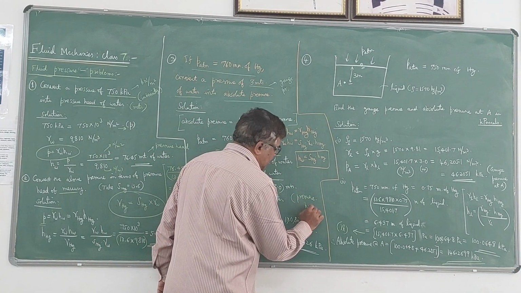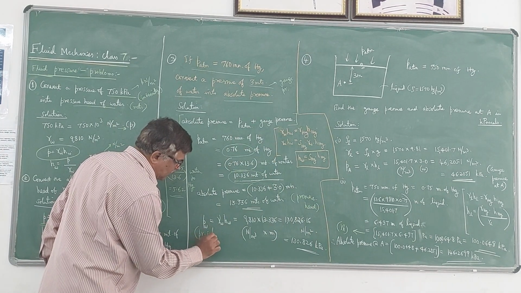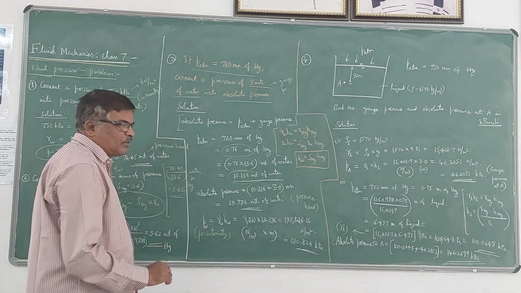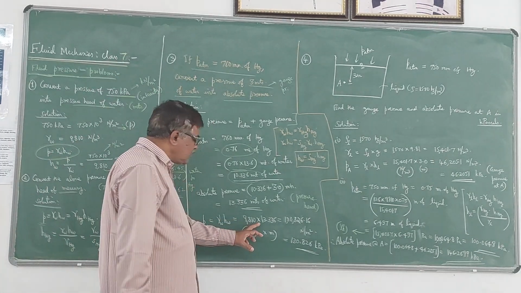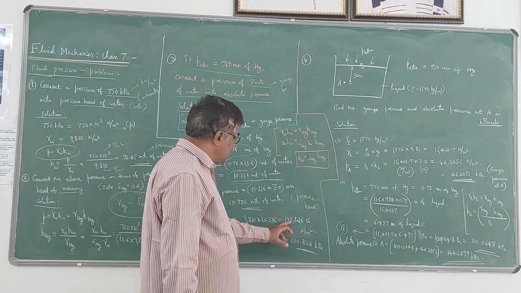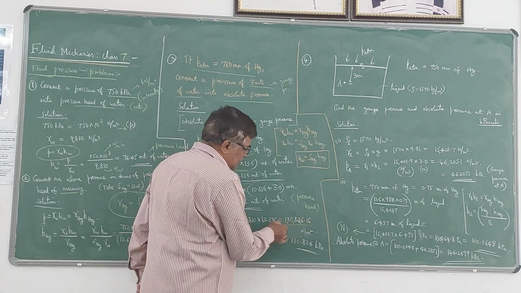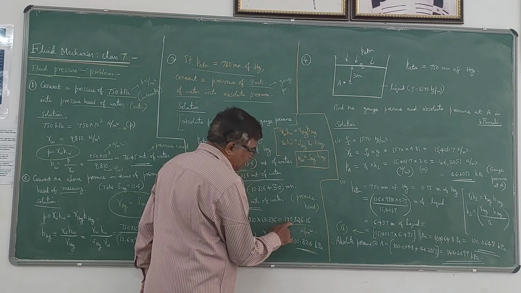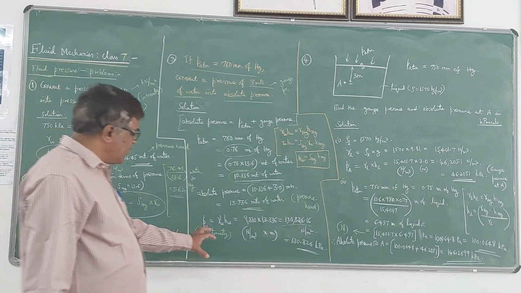Now, this can be converted to pressure intensity. If you want it in terms of pressure intensity, you have to use the formula gamma W HW, which gives the value of PW. Gamma W is 9,810, and HW is 13.336. So you get 1,30,826.16 Newton per meter square, or pascals. When you divide this by 1000, you get kilopascals, that is 130.826 kilopascals.